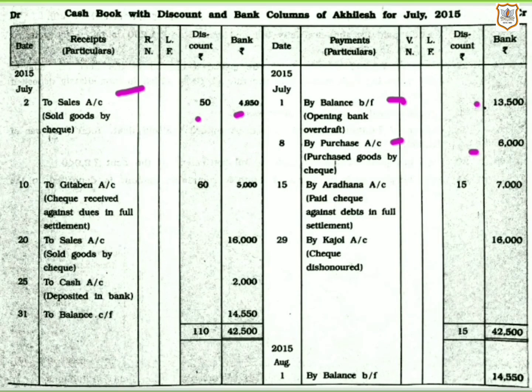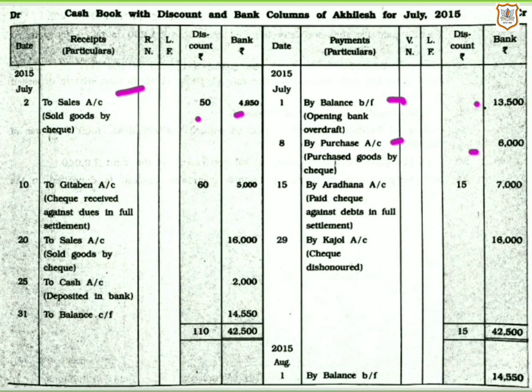Check of rupees 5,000 is received from Geetaben in full settlement of account of rupees 5,060. Here we are receiving check. Here bank is the receiver of check. So we will record it on debit side. But our receivable was rupees 5,060. But we are getting only 5,000 through check.